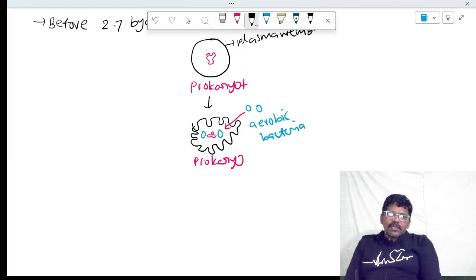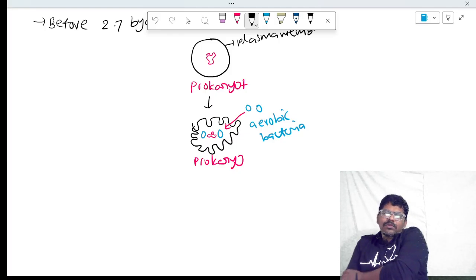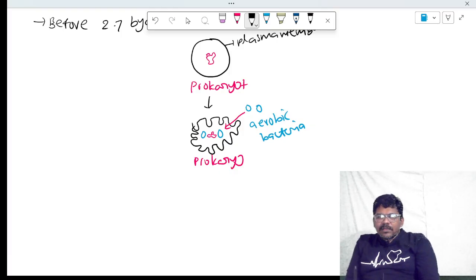Symbiosis means a mutual relationship. One organism is dependent on another organism. Here, aerobic bacteria and prokaryotes both start the symbiotic relationship, but the aerobic bacteria is converted into obligate symbionts. Obligate symbionts cannot survive without the host. The host is the prokaryotic cell.